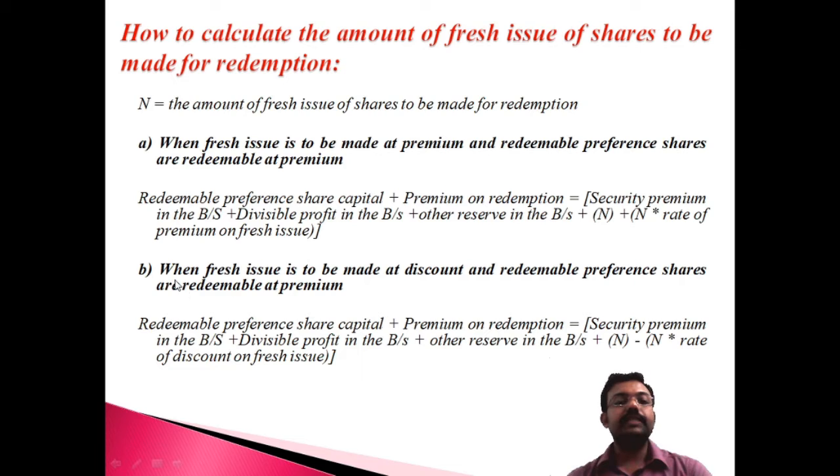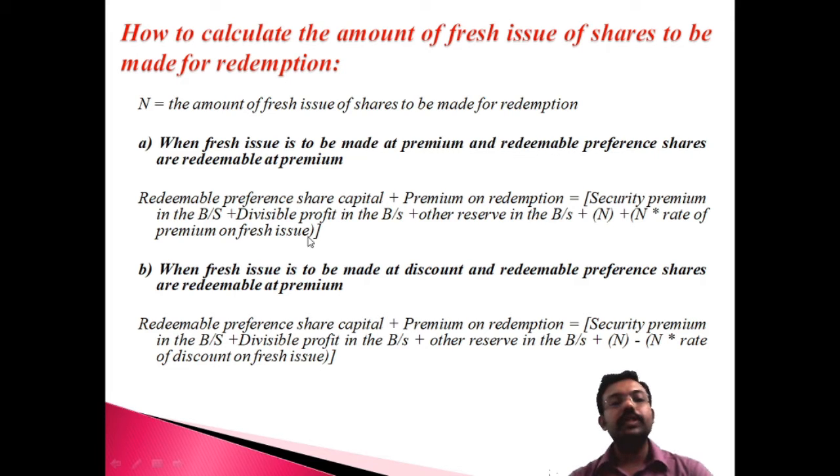And the second situation is when the fresh issue is to be made at a discount and redeemable preference shares are redeemable at a premium. In this situation it is the same with a slight change. Redeemable preference share capital plus premium on redemption equals securities premium in the balance sheet plus divisible profit in the balance sheet plus other reserves in the balance sheet, and plus n minus, because the discount, this change is a plus and here the discount is a minus, n into rate of discount on the fresh issue.